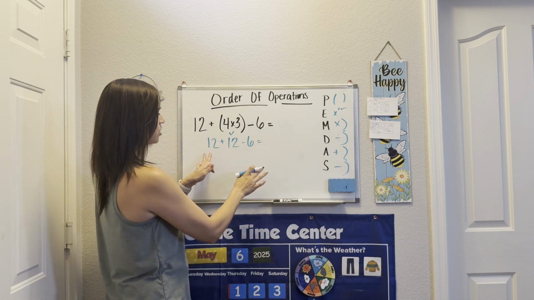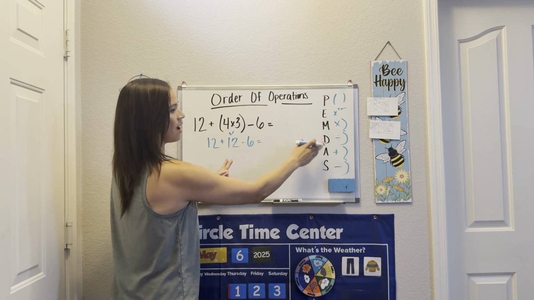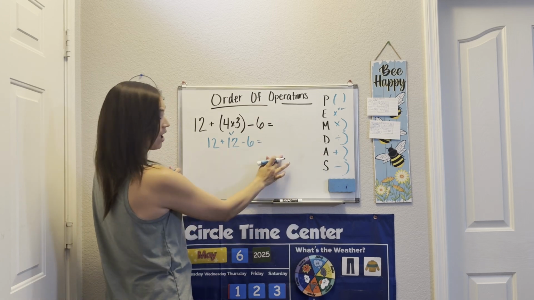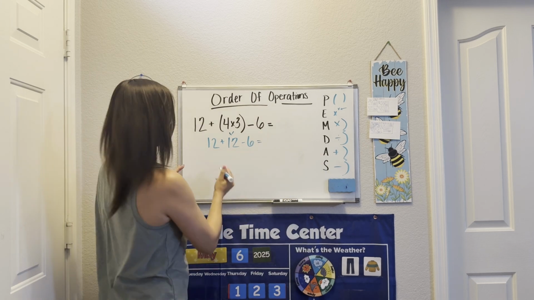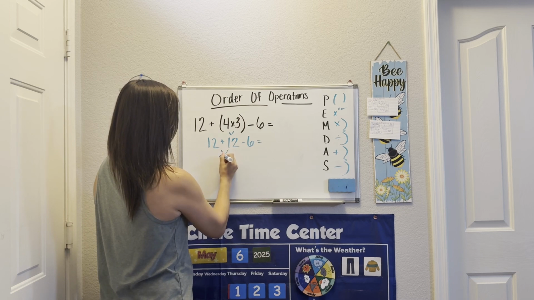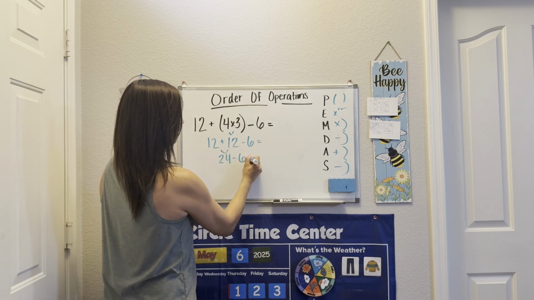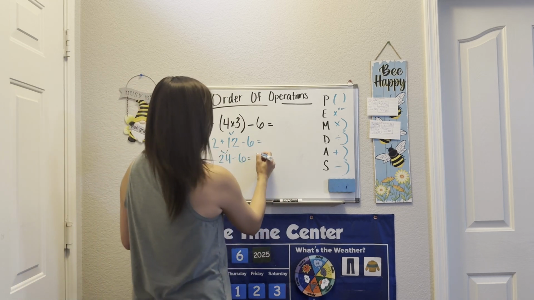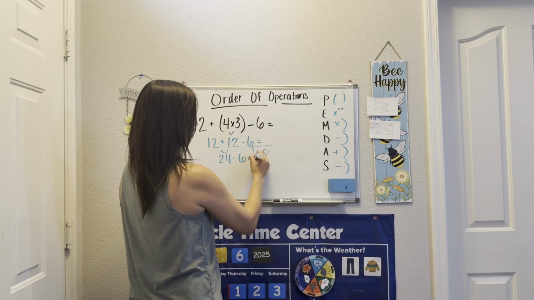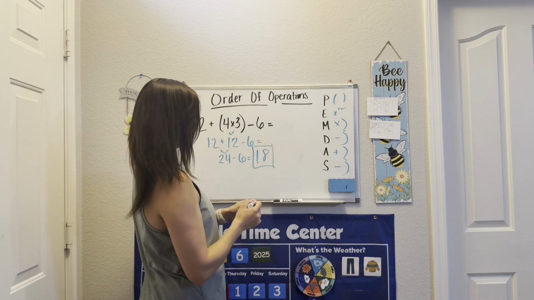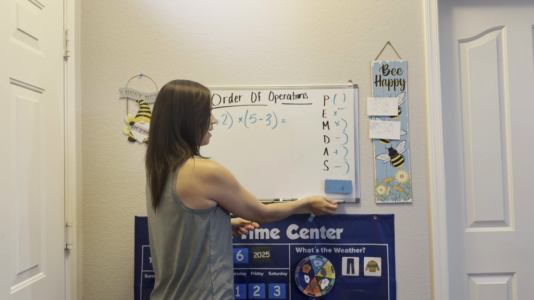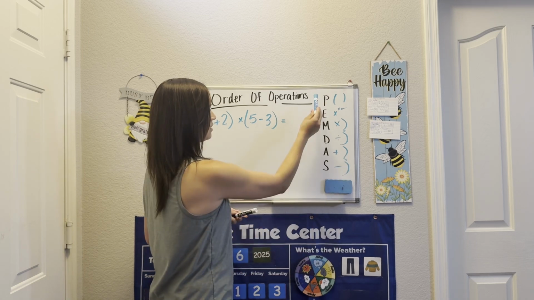There is no multiplication or division. There's no exponents, sorry. Addition and subtraction, we have both, so we're going to work from left to right. So we have 12 plus 12, which is 24, minus our 6, which is going to give us our answer of 18.